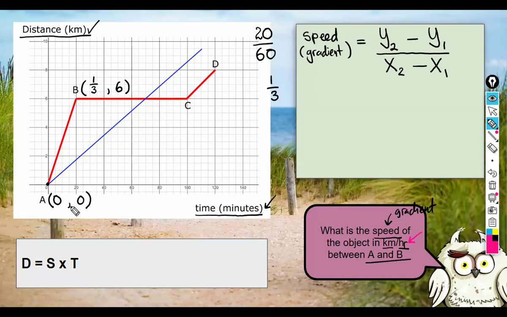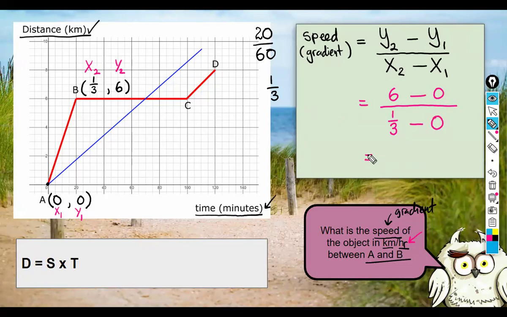So let's get the values. A is x1 and y1. Remember, for 2 points, choose any point first. You could choose A or you could choose what? B. I like to go in alphabetical order, so I will choose A first. So A will be x1 and y1. B will be what? X2 and y2. So let's throw it into this formula here. Y2 is 6. Y1 is 0. X2 is 1/3 minus X1 is 0.